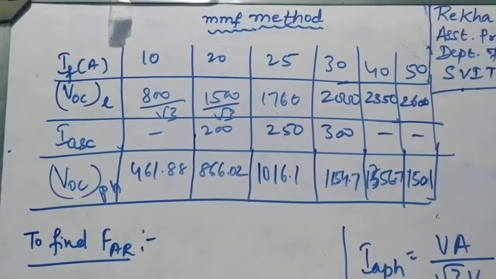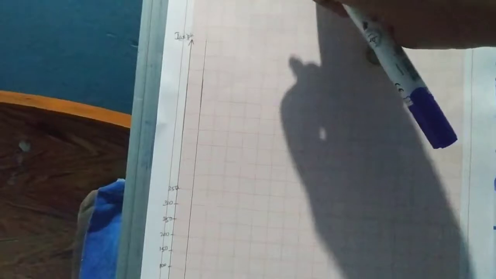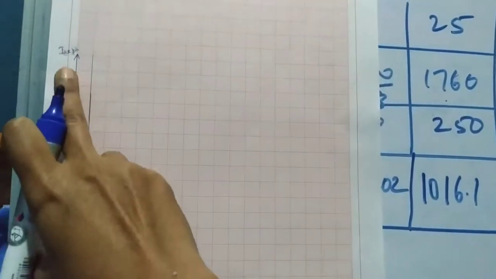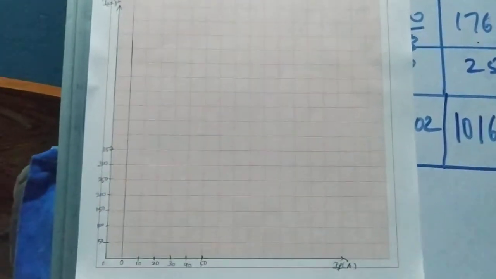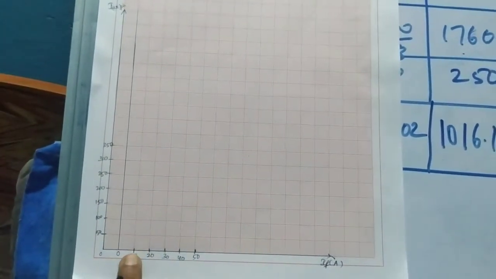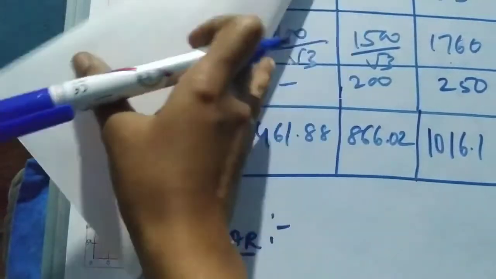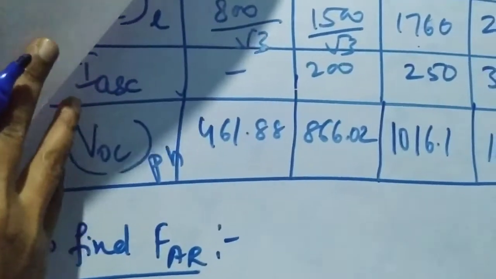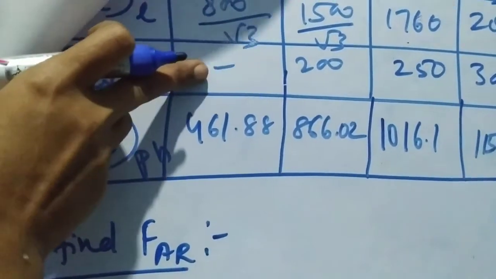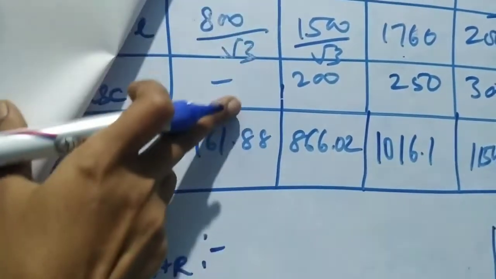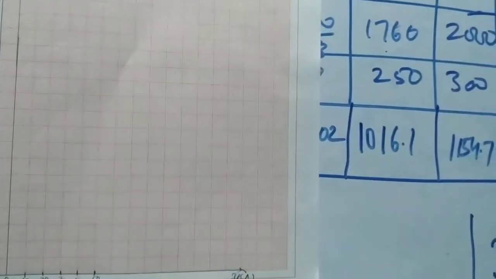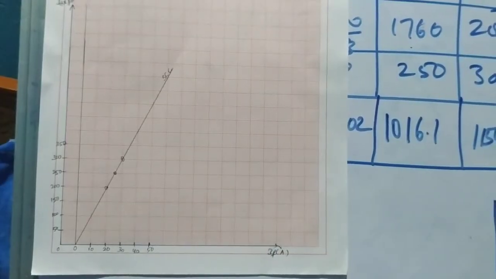To find this FAR, we are going to plot this graph. In the graph, the x-axis will be the field current and the y-axis will be the IAC phase. So let us plot for the corresponding 10 ampere of field current. For the 10 ampere of field current, what is the IAC phase? It is nothing. So for 20 amps, the field current is 200 ampere. Okay. So let us plot as in the previous case.